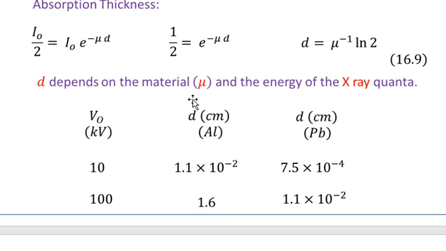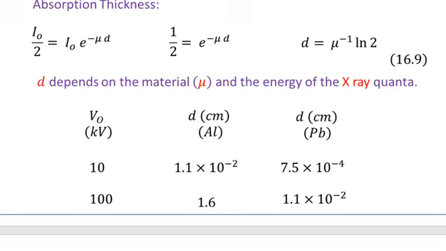So d depends on the material, mu, and the energy of the X-ray quanta. So you see that in the final expression in equation number 9, d depends upon the value of mu inverse. And this is what I have written, that d depends upon the material, that is upon the value of mu. But the dependence of d upon the energy of the X-rays is not evident in this equation. Of course, it is quite obvious that if X-rays are stronger in energy, they will penetrate more into the material.